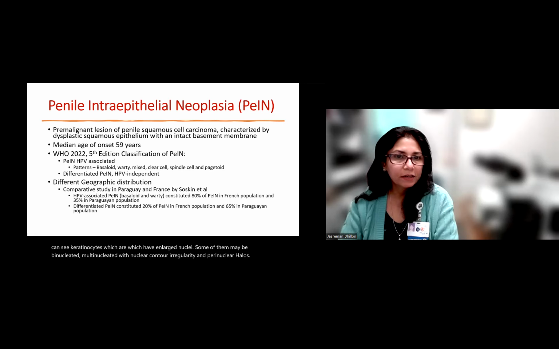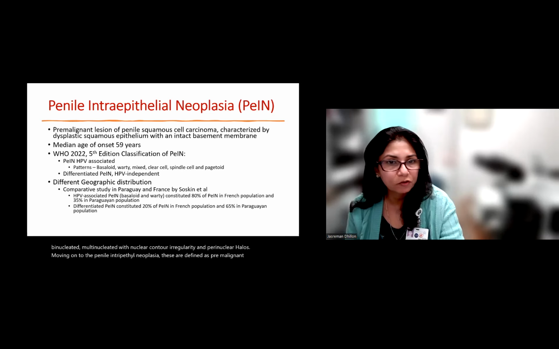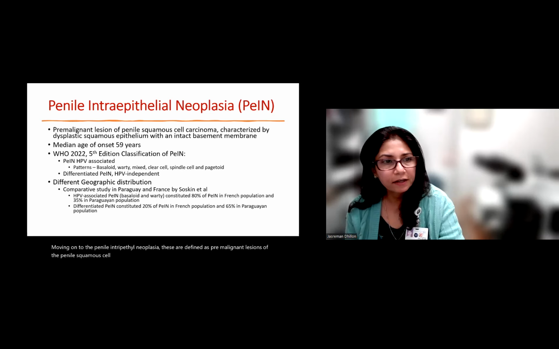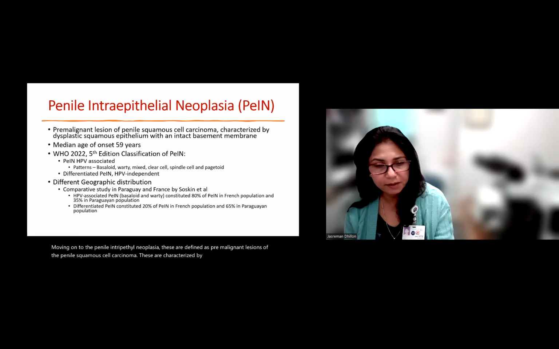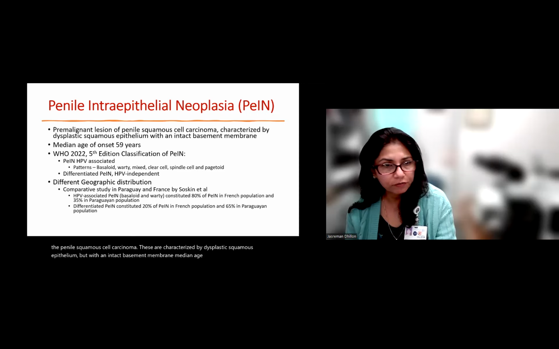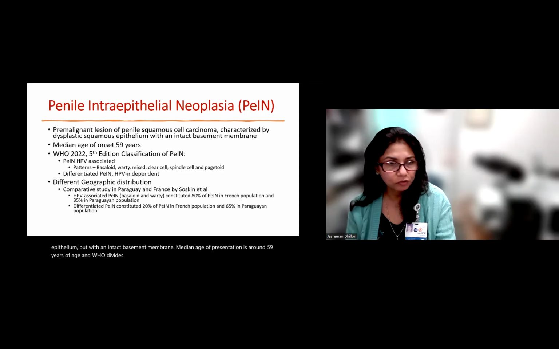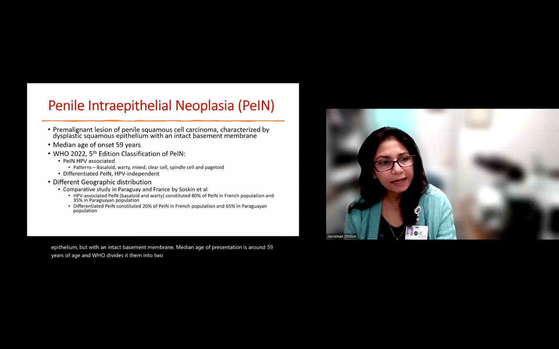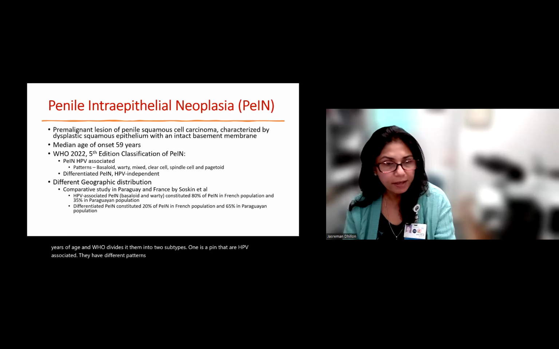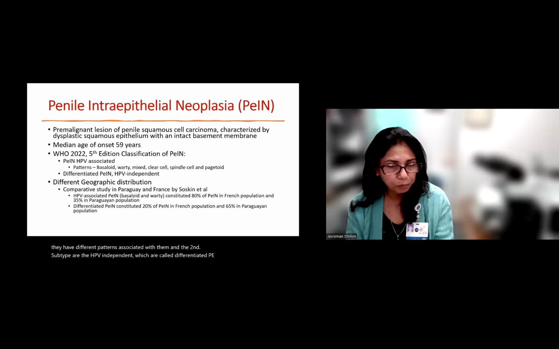Moving on to the penile intraepithelial neoplasia, these are defined as premalignant lesions of the penile squamous cell carcinoma. These are characterized by dysplastic squamous epithelium, but with an intact basement membrane. Median age of presentation is around 59 years of age, and WHO divides them into two subtypes. One is the PEIN that is HPV associated. They have different patterns associated with them. And the second subtype is the HPV independent, which is called differentiated PEIN.